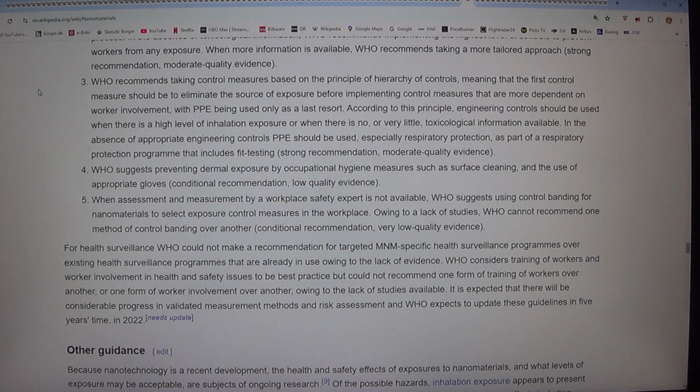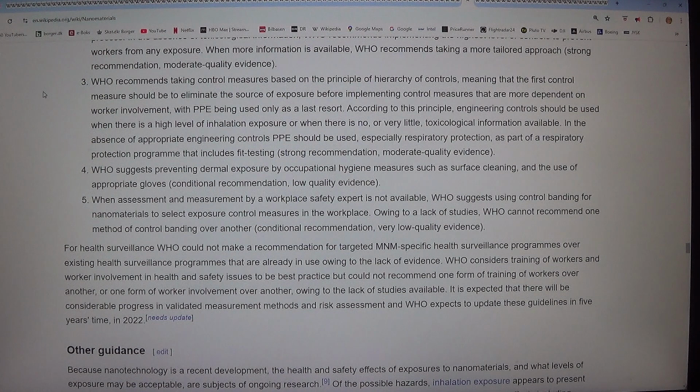3. WHO recommends taking control measures based on the principle of hierarchy of controls, meaning that the first control measure should be to eliminate the source of exposure before implementing control measures that are more dependent on worker involvement, with PPE being used only as a last resort.